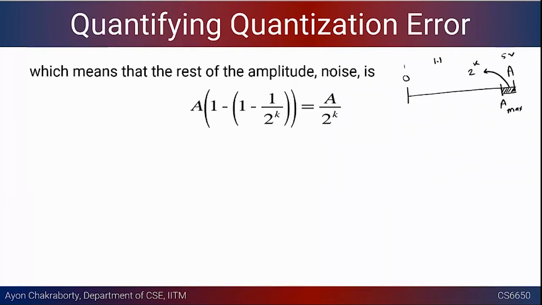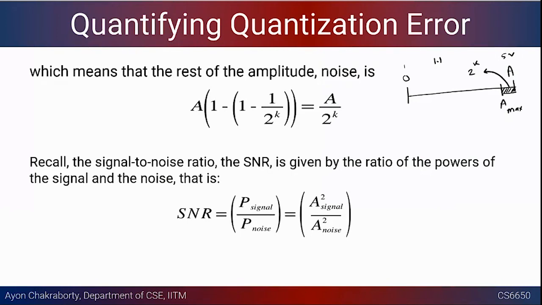Now we have to define this SNR, which is signal to noise ratio. This is given by the ratio of the power of the signal divided by the power of the noise. Power is basically proportional to the square of the amplitude.